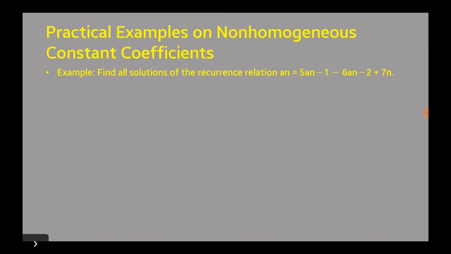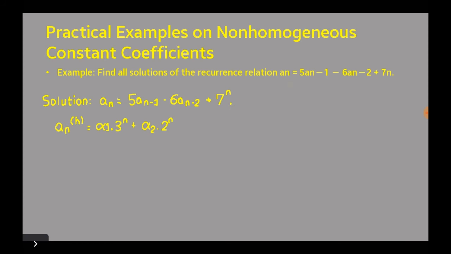Let's take a practical example on non-homogeneous recurrence relations with constant coefficients. Example: find all solutions of the recurrence relation a_n = 5a_{n-1} - 6a_{n-2} + 7^n. The solution: the homogeneous part is a_n^(h) = alpha_1 3^n + alpha_2 2^n.